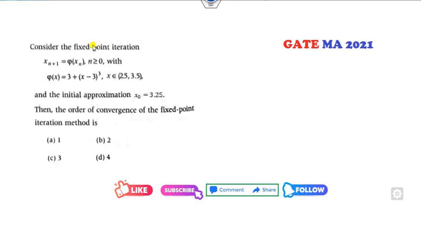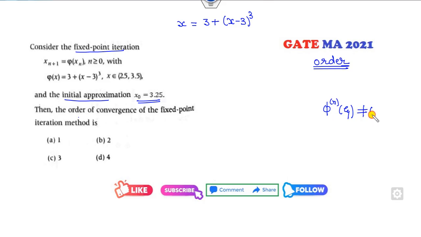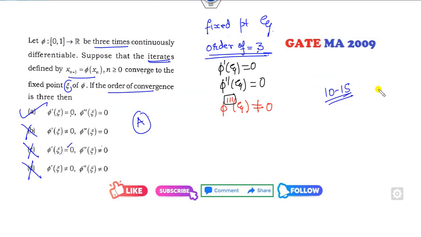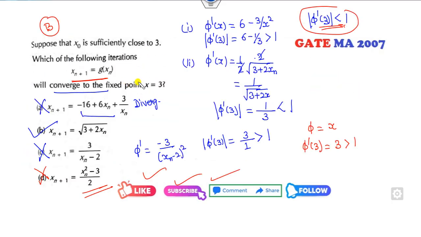Okay, look at this another one. Again, the fixed point is given to you. x is 3 plus (x minus 3) whole cube. The initial point is given to me here, and we have to find the order of the convergence. So it means we have to find the nth derivative at some point that is non-zero, and that n is my order. It is similar to this one, but the only difference is in this case the point is given at which we have to find the fixed point.